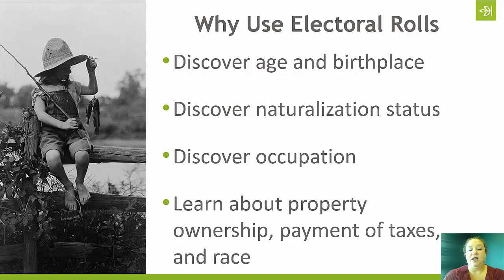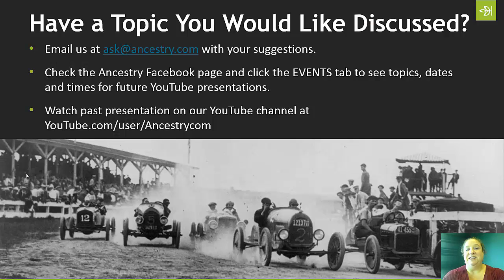You can discover the occupation, you can learn about property ownership and payment of taxes and race, and all of those pieces of information don't just help establish the identity of the individual you're looking for, but it also helps you differentiate between multiple individuals of the same name in the same time in the same place. These are really rich records. I hope you will dive into them and start discovering more about your own ancestry.